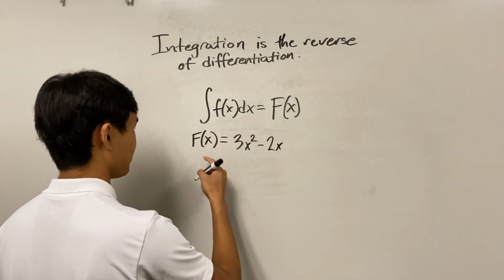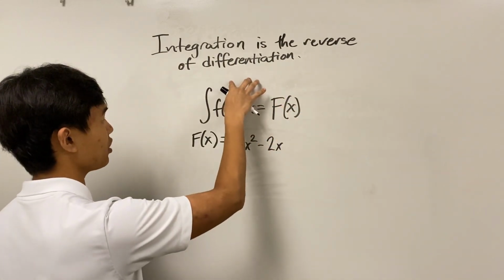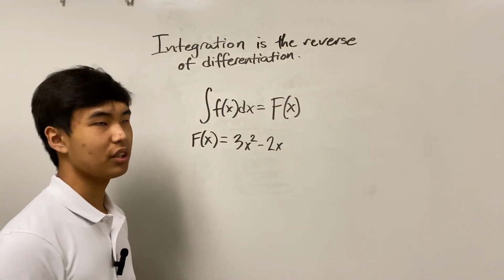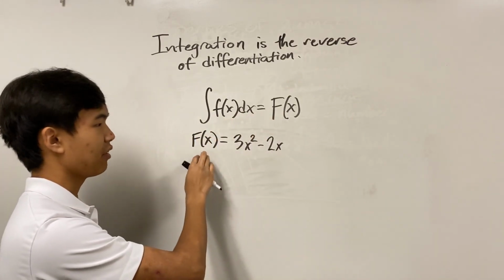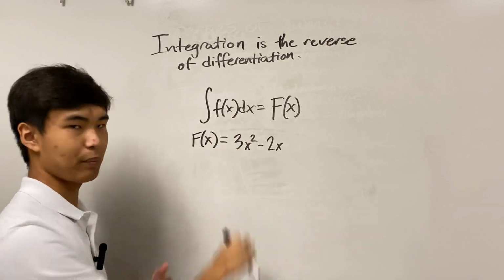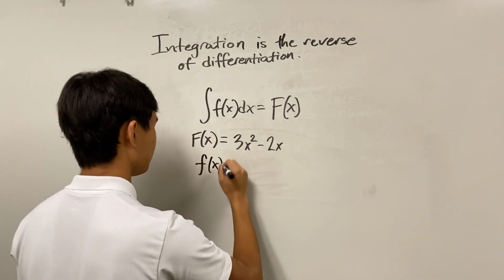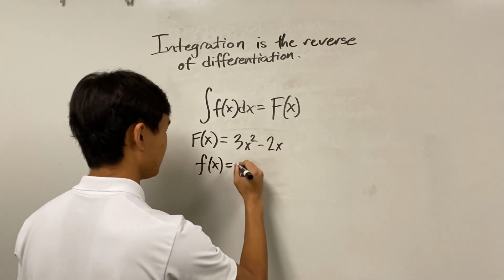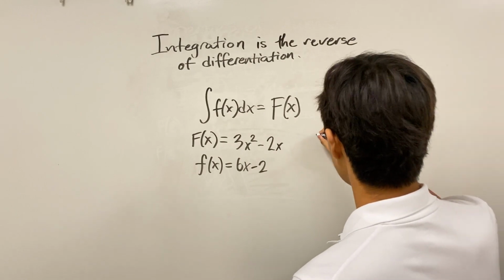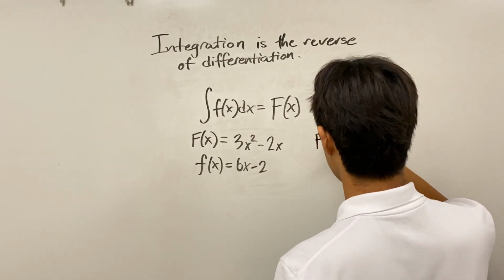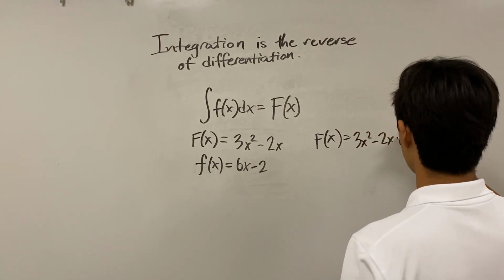Well, the derivative of this, and because integration is the reverse of differentiation, that means differentiation is the reverse of integration. So if I take the derivative of this, I should get f of x back. So small f of x is 6x minus 2. But what if big f of x equaled 3x squared minus 2x plus 6?